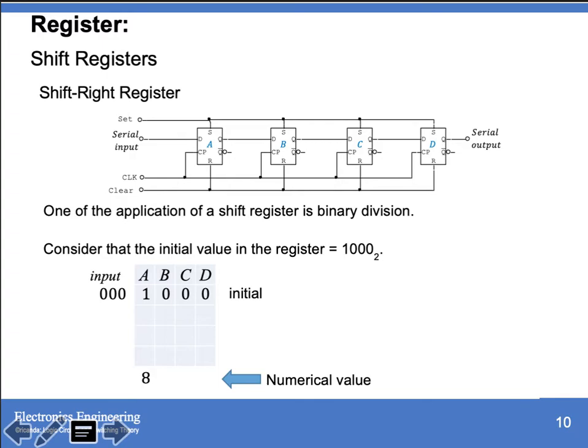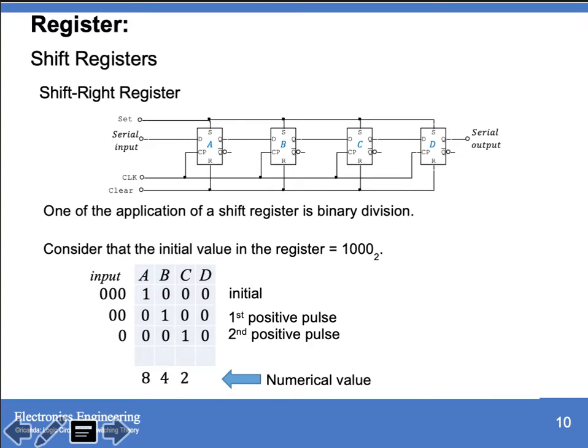On the first positive cycle that your register encounters, your 0 will go to A, your 1 in your A will go to B, then B to C, then C to D. If we get the numerical value of what is stored in your register, it is now equivalent to 4.